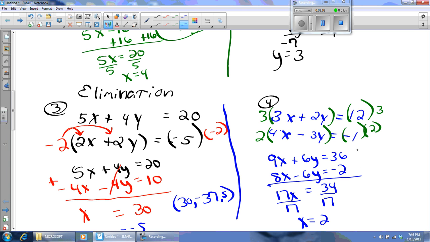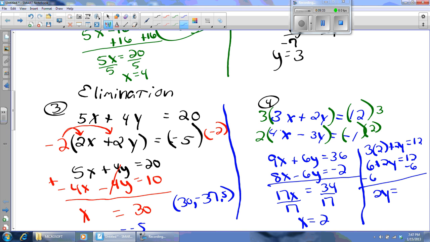Now that I know that x is 2, I use one of the original equations. Substitute in 2 for x. Solve for y. So I'll use the top equation. 3 times 2 plus 2y equals 12. 6 plus 2y equals 12. Subtract 6. 2y equals 6. Divide by 2. Y equals 3. So these two intersect at 2, 3.